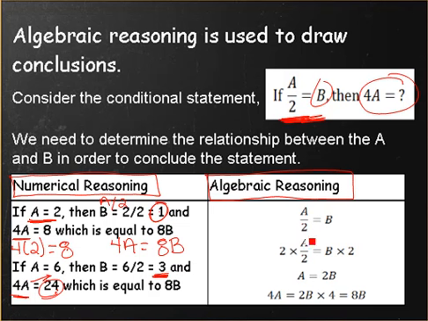Looking at this algebraically, I could multiply both sides by 2, giving us a is equal to 2 times b. Now I want 4a, so I multiply both sides by 4, and I would see that 4a is indeed equal to 8b.